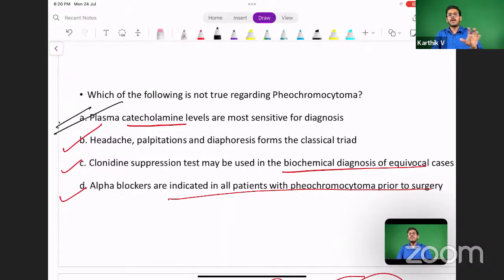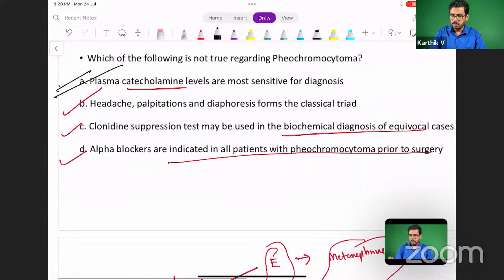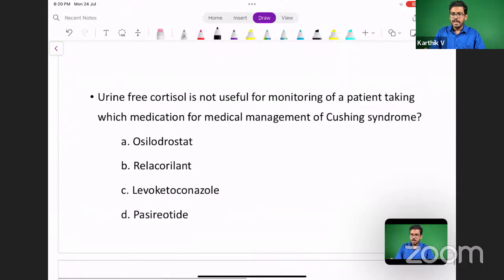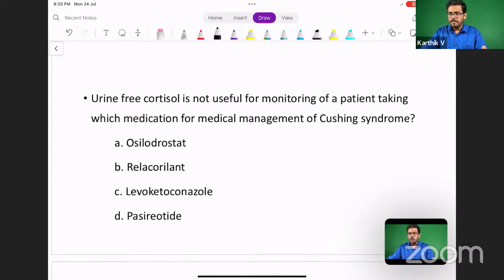Plasma catecholamines are not the ones that I use. Metanephrine and normetanephrine, which are not actually catecholamines, are the metabolites that we use for diagnosis. So the next option: urine-free cortisol is not useful for monitoring a patient taking which medication for Cushing syndrome.